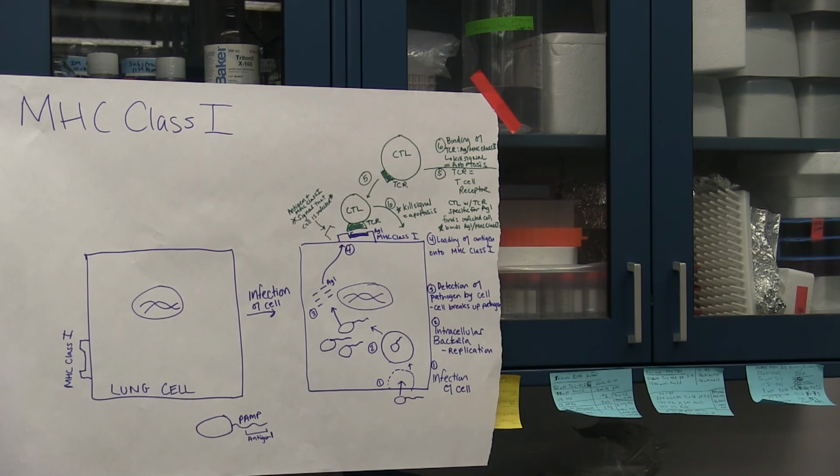But because of the quick nature of how the bacterium and other pathogens replicate, this is not effective enough to just get rid of the infection. So that's why we still need the killer T cells to come in and get rid of that. So yeah, that's all we have for MHC Class I.